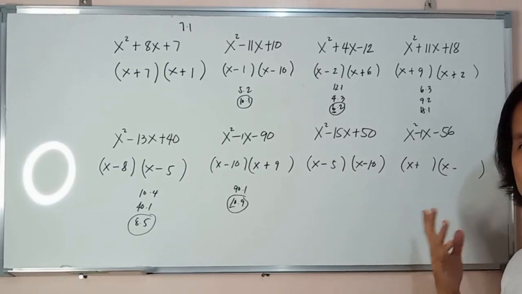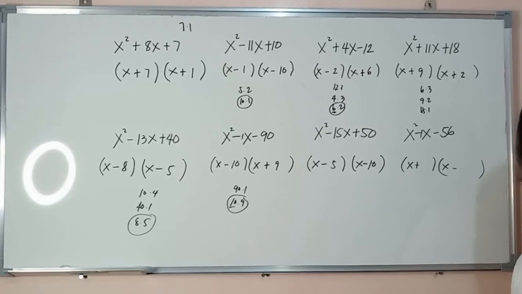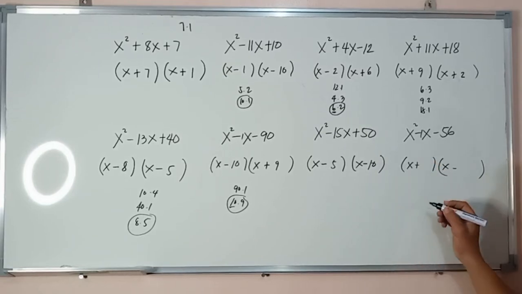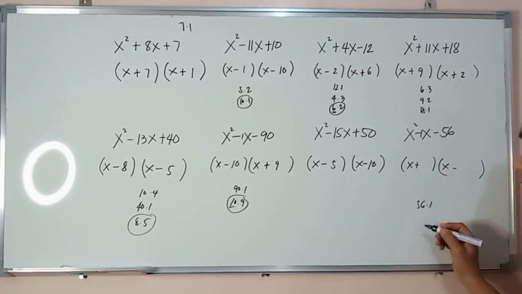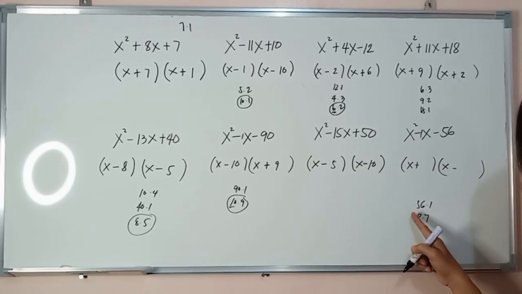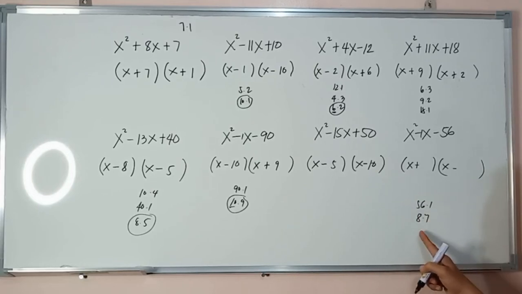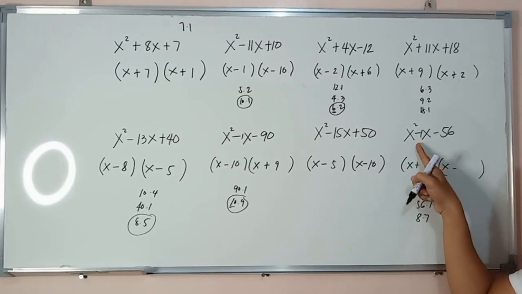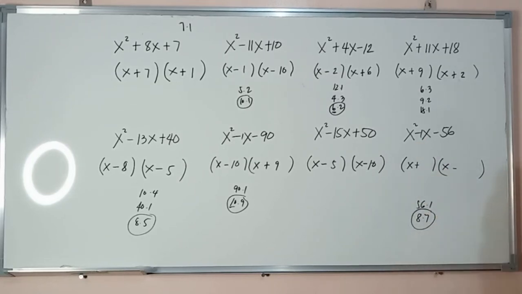Then the factors of 56 that when subtracted will give us 1. So we can have 56 times 1, we can have 8 times 7. 56 times 1 is 56, but 56 minus 1 is 55. But we have here factors 8 times 7, which is 56, and 8 minus 7 is 1. So we will be using these factors.